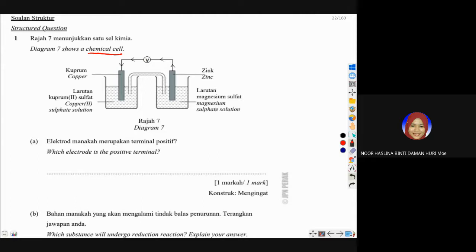So for a chemical cell, you must have a voltmeter or ammeter, or you must have a bulb. Is there a bulb? Okay, voltmeter, ammeter or galvanometer. That is a chemical cell. There are no batteries inside this cell. So for this question, when you have a chemical cell, your electrodes should be two different metals.